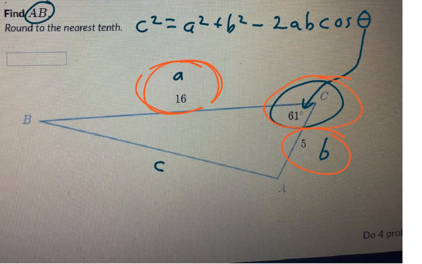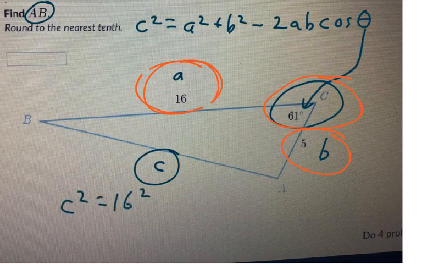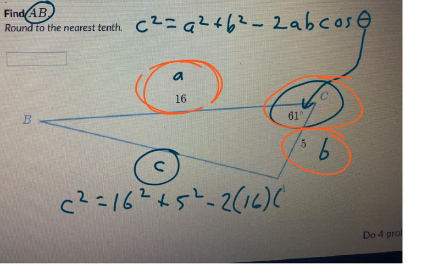So just for clarity, guys, whenever you're given a side, and the angle between, that's when you're going to do law of cosines, okay? So, continuing on, we're trying to find little c here. So c squared is going to equal a squared, in this case 16 squared, plus b squared, which is 5 squared. We're going to minus 2 times 16 times 5. That's your A and B, right? Times the cosine. And theta, the angle between them, is 61 degrees.